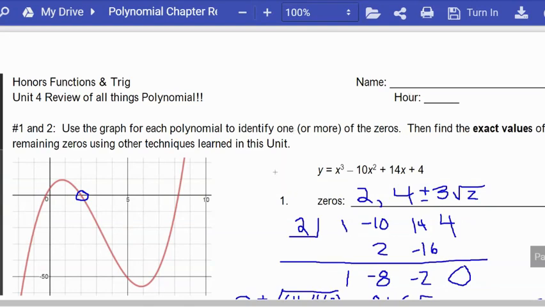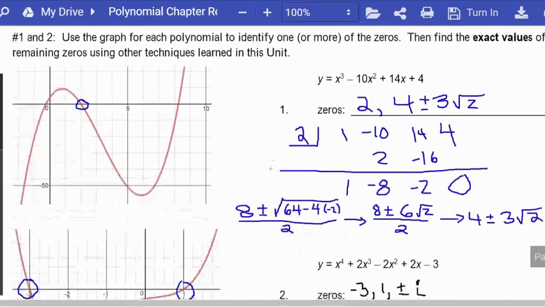All right, hopefully you can see this. Let's see, this first one is one that I finished up. I started it when I went over this during class. Given a graph like this and I want to find all of the zeros, the exact values is kind of code for you might have to use the quadratic formula if you're not able to factor.